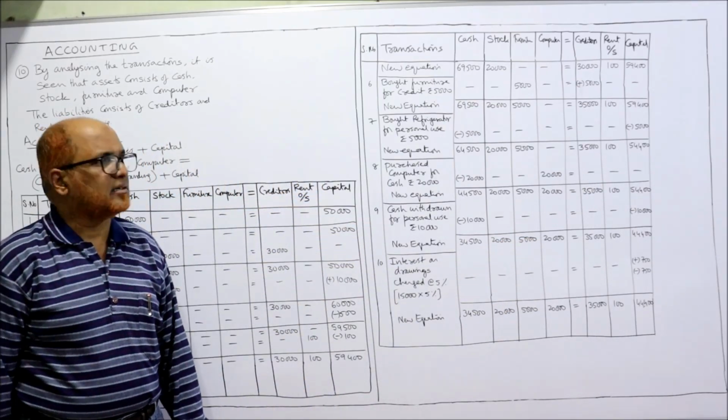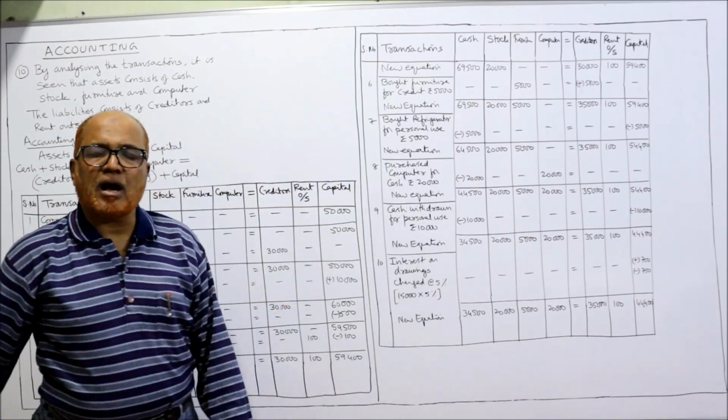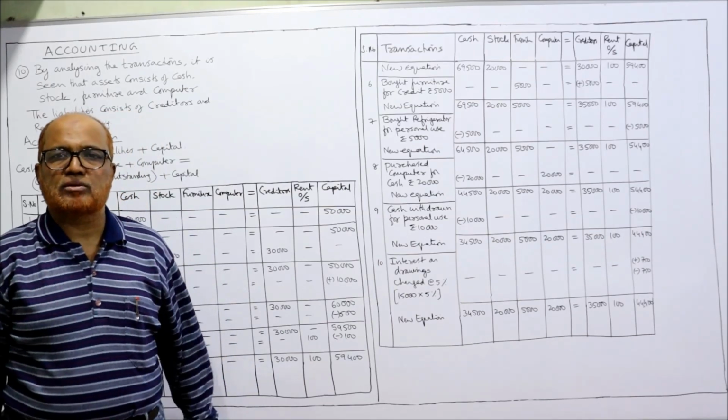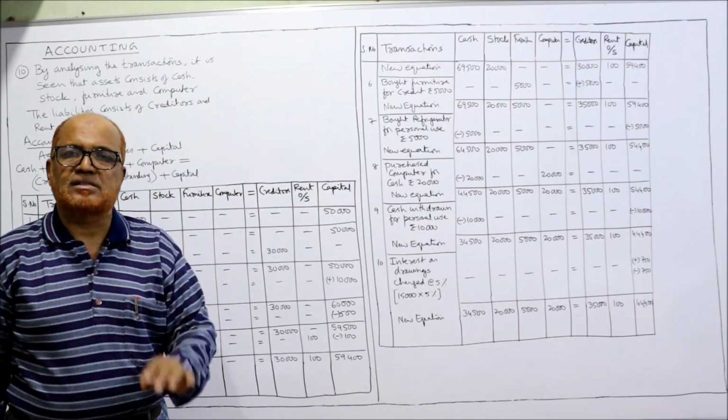Equation satisfied. Next, purchased computer for cash. Here computer is purchased for the business.